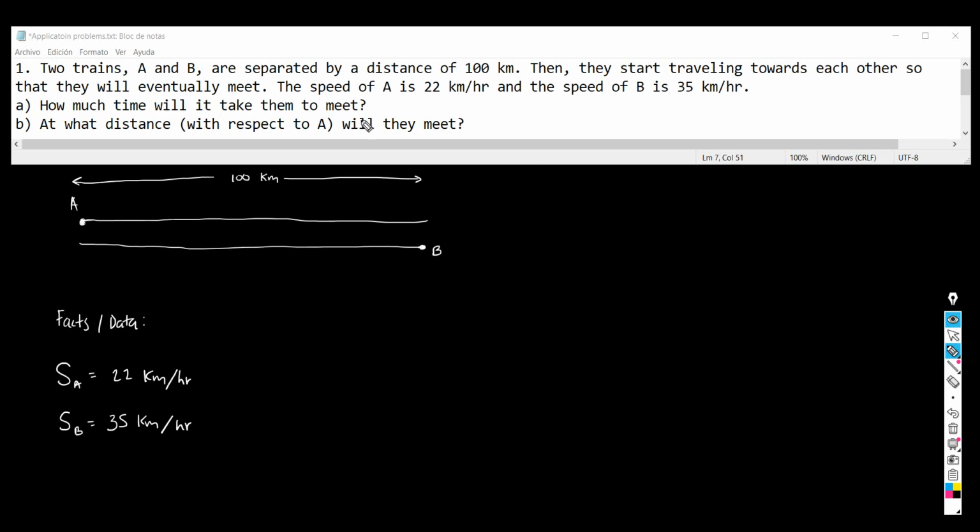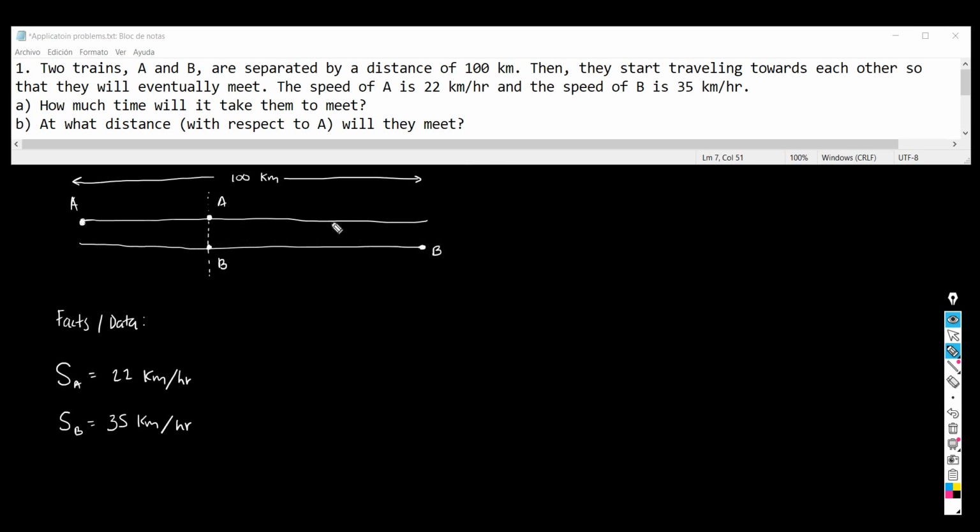Okay, then comes the questions. Question A: how much time will it take them to meet? So, as we know, they're going to be traveling in opposite directions, and they're going to eventually meet somewhere. Let's suppose they're going to meet at this point, right there. Train A will be here, and train B will be here, and we consider this as meeting, or passing one another, basically.